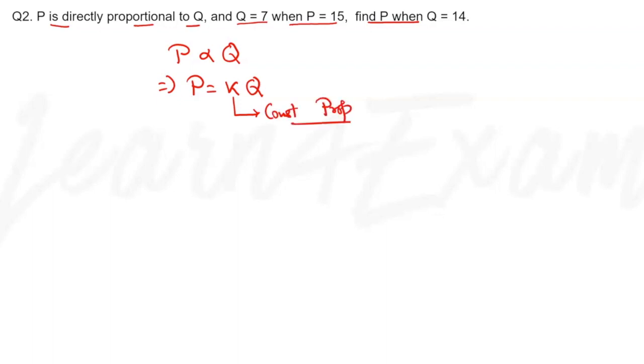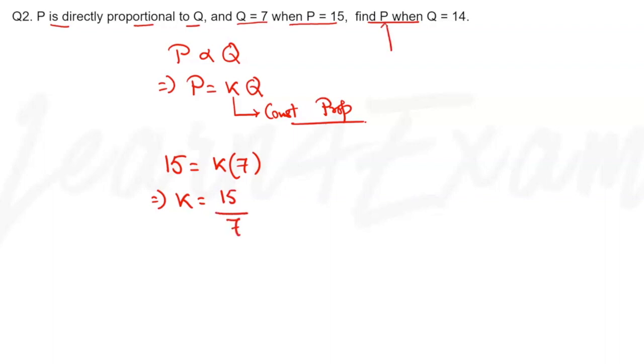Now P is directly proportional to Q and Q is equal to 7 when P is equal to 15. We need to find the value of P when Q is equal to 14, right? So P is directly proportional to Q, or we can write that P is equal to K into Q, where K is the constant of proportionality, right? Now when Q is equal to 7, P is equal to 15, so 15 is equal to K into 7, or the value of K is 15 by 7.